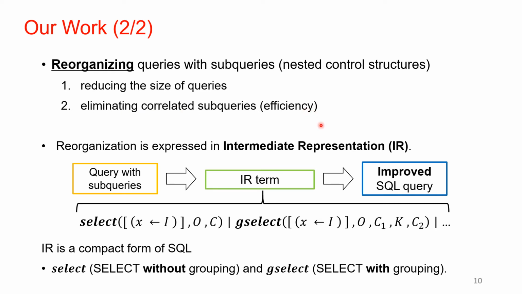To express our reorganization algorithm, we introduce an intermediate representation IR as a compact form of SQL. The important primitives in IR are select and gselect. The former is SQL's select statement without grouping, and the latter with grouping. Select and gselect take several arguments such as input I, output O, and the condition for filtering C. But we omit the details.